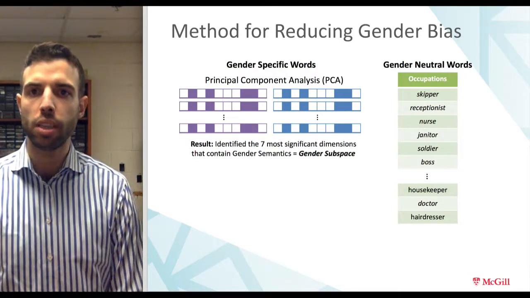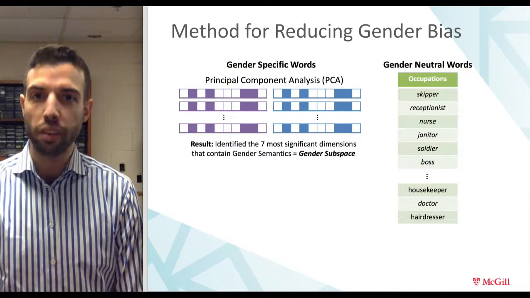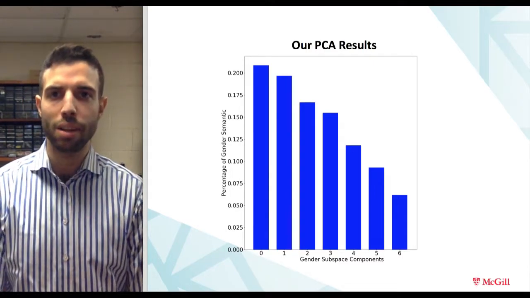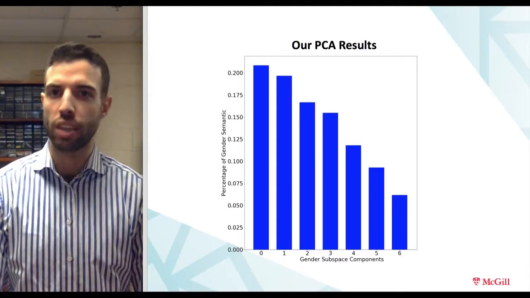Since the only difference in meaning between the gender-specific word pairs is the actual gender it is referring to, we implemented PCA to identify the 7 most significant dimensions, which we defined as the gender subspace. These are our results, where as can be seen, the dimensions chosen each have a gender connotation of over 5%, where all other dimensions had less.